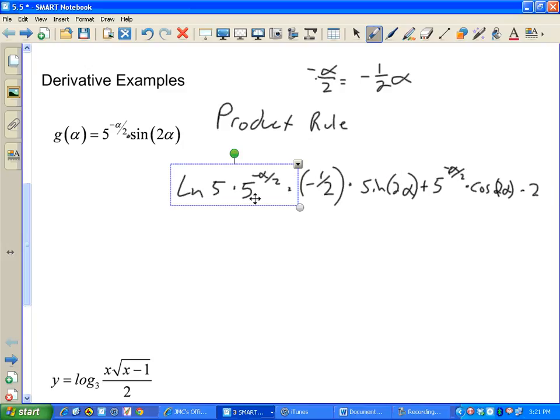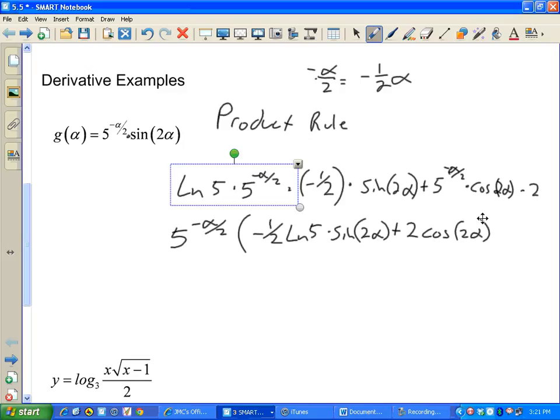Yeah, I could pull out this term here, so I could factor this out. Yeah, I think that's really about it. So then I'm going to have negative 1/2 the natural log of 5 times the sine of 2 alpha plus 2 cosine of 2 alpha. Okay, so that's the derivative of that.